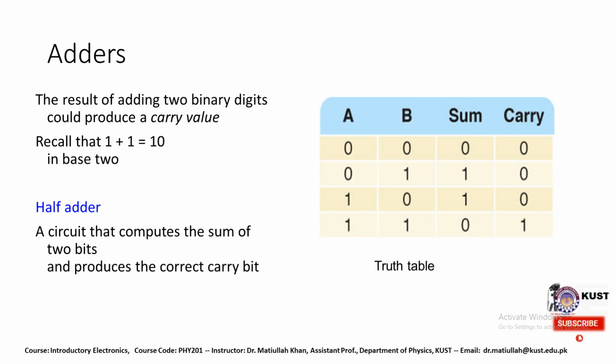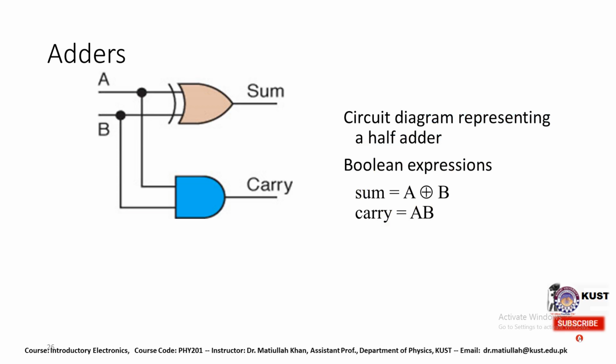So we have half adders, a circuit that computes the sum of 2 bits and produces the correct carry bit. Now we have the carry and input. If all are 0, the sum is 0. If there is just one 1, there is no carry, and if both are 1, the carry is equal to 1. So this is a simple adder. We have a circuit diagram representing a half adder, where the sum is equal to A plus B, and the carry is equal to A multiplied by B. This provides the sum, and this provides the carry for that particular case.